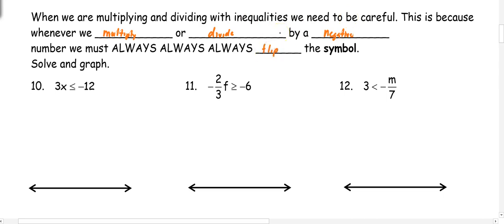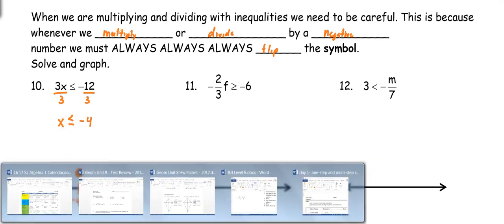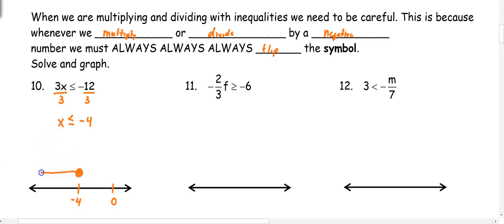So in number 10, we have 3x is less than or equal to negative 12. In this case, I'm dividing by positive 3, so my sign stays the same direction. So x is less than or equal to negative 4. So on the number line, we have negative 4. To the right somewhere, we're going to put 0 because 0 is a bigger number than negative 4. So above the negative 4, it gets a closed dot because of the bar underneath for less than or equal to. And then we're going to shade to the left because it's a less than equation.